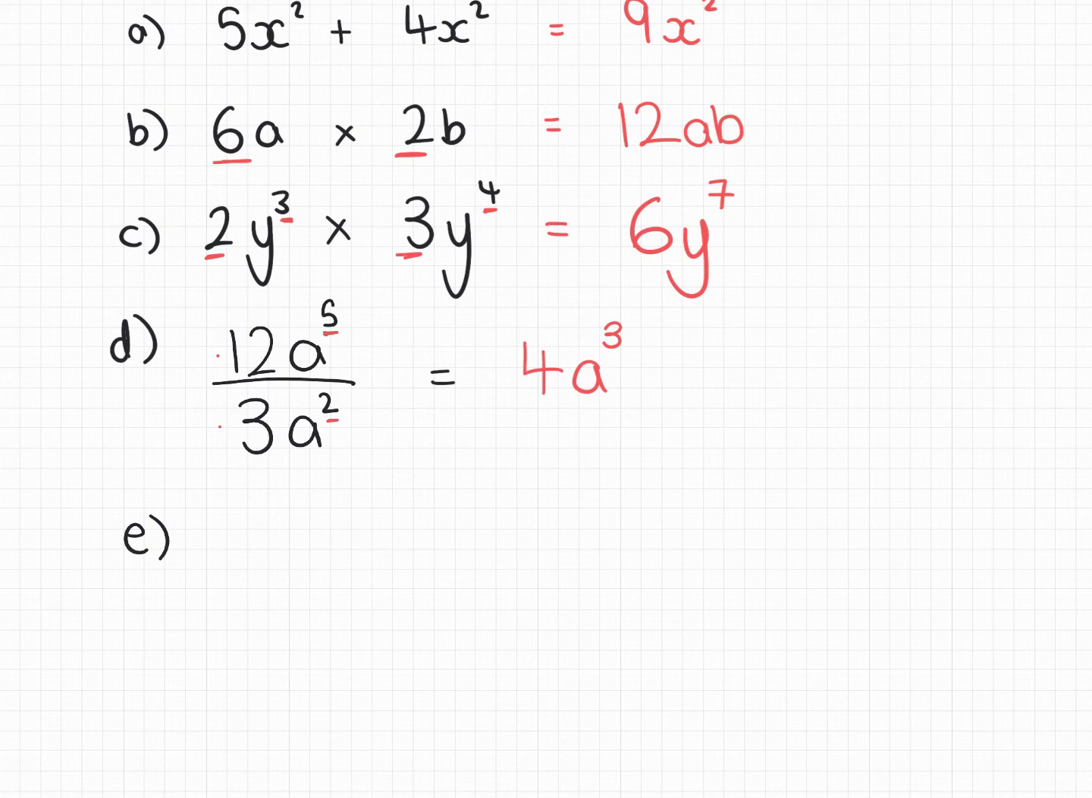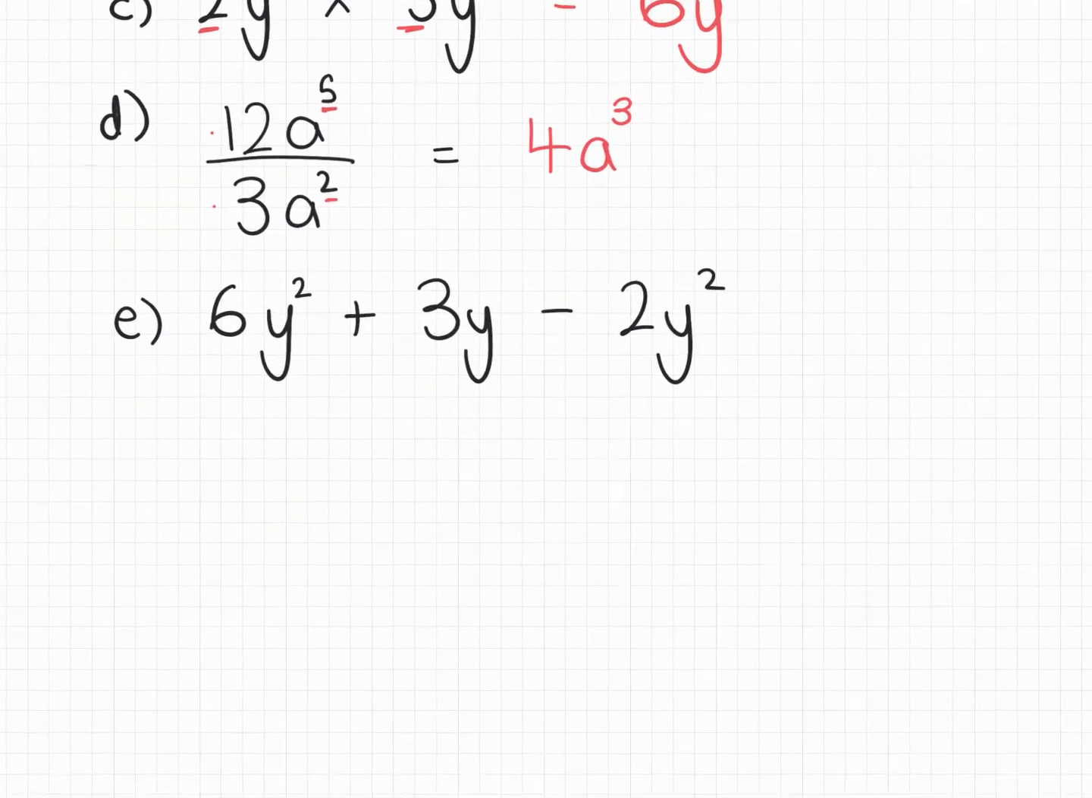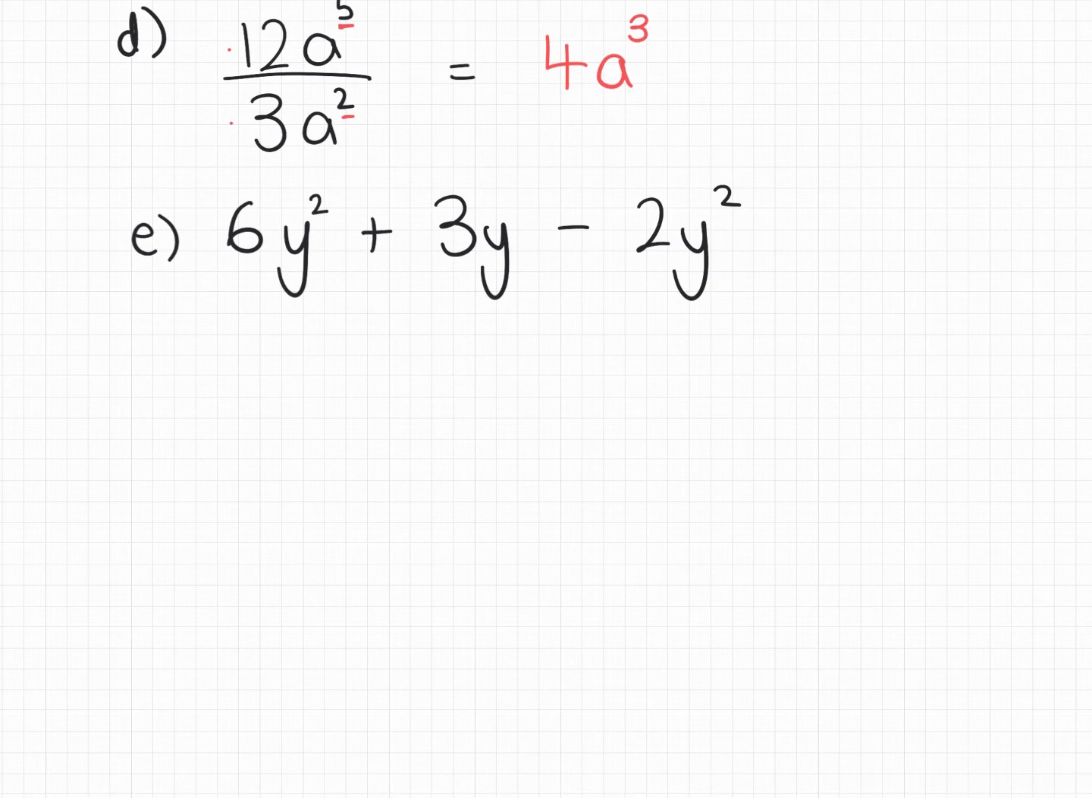And lastly, if I was asked to simplify 6y squared plus 3y minus 2y squared. If I'm simplifying this, remember these are different terms. We can't group together y squareds and y's. I can group together these bits. So 6y squared minus 2y squared is 4y squared, but the y bit stays as just plus 3y.